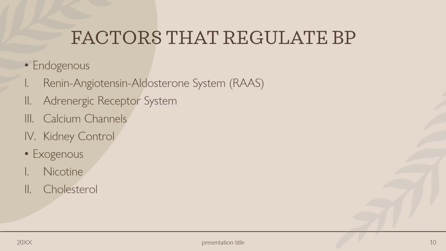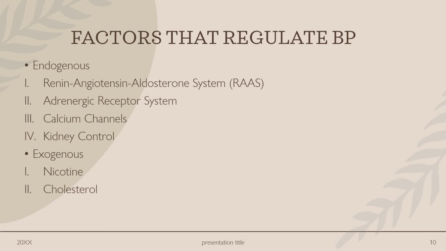The third factor I want to go over under endogenous is calcium channels. The contraction of cardiac muscle is dependent on the release of calcium throughout the cells of the myocardium. Remember, that is the heart muscle tissue. It is important to understand, however, that calcium is used for muscle contractions. For cardiac muscle, changing the permeability of calcium channels can affect the contractility of the heart muscle.